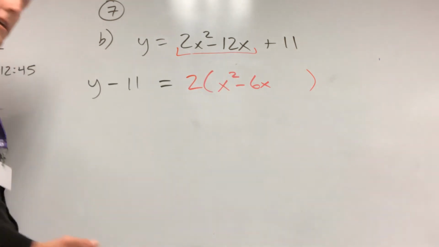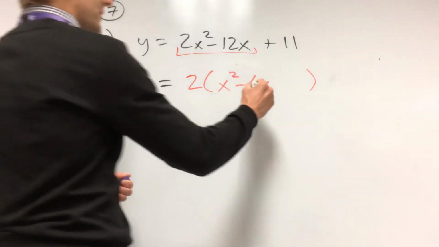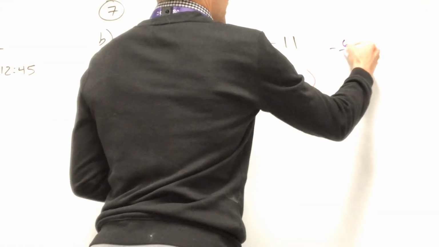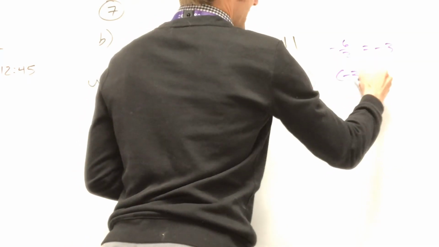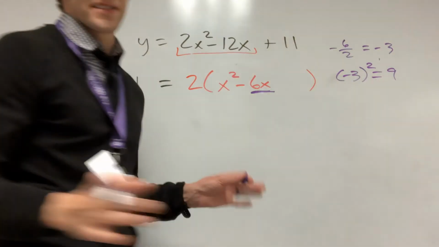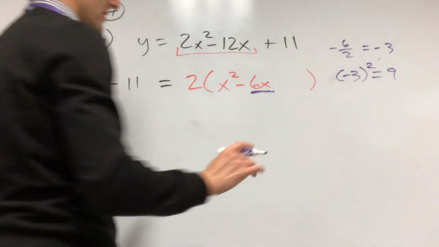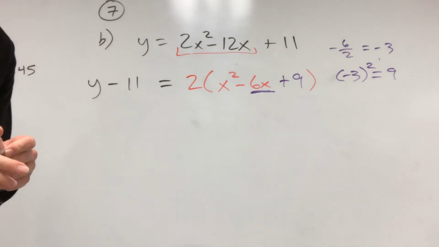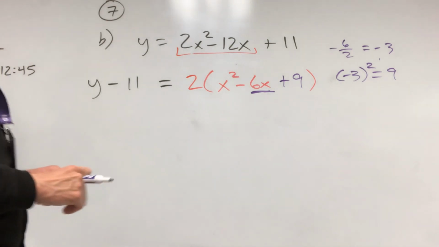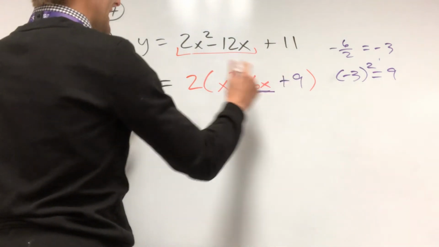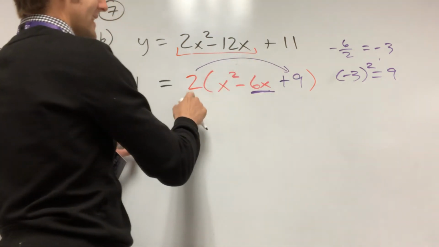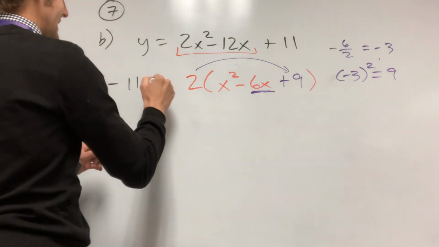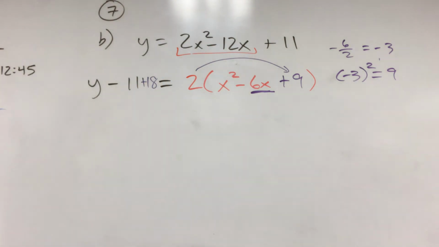Then I complete the square. So I take half that middle term. Half of negative 6 is negative 3. And then I take negative 3 and I square it. Well, that's nice. It's 9. I put a 9 there. What is technically being added? Not 9, but 18. That 2 on the outside means I'm really adding 18 to the right. So I need to add 18 to the left.